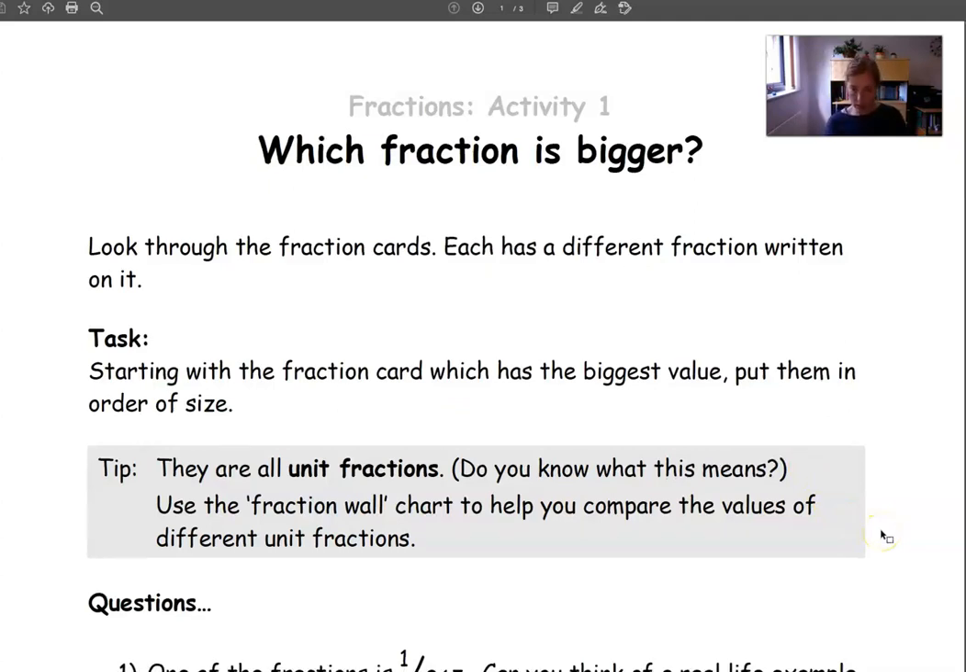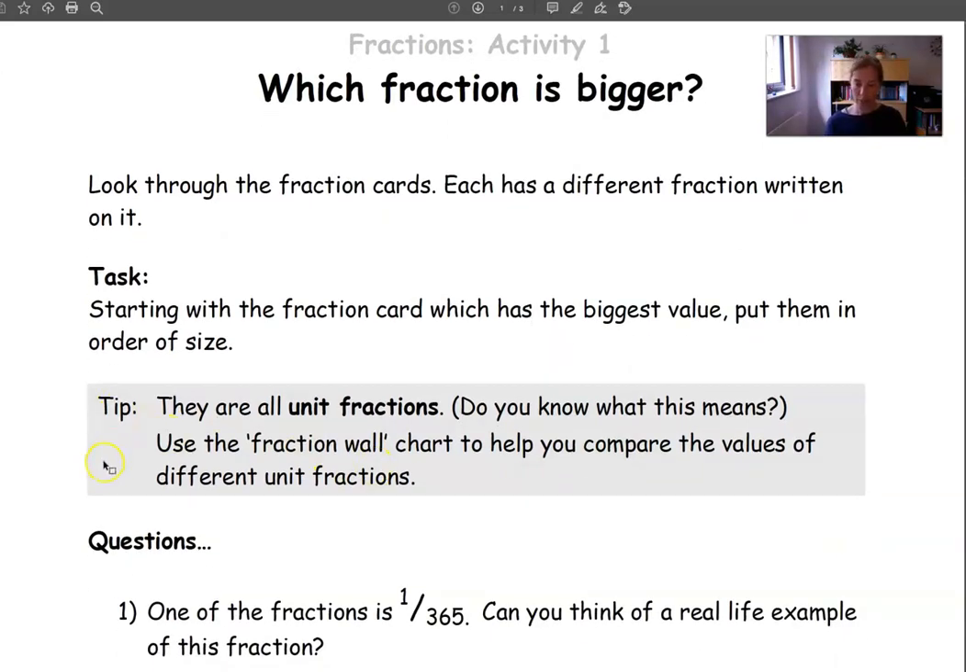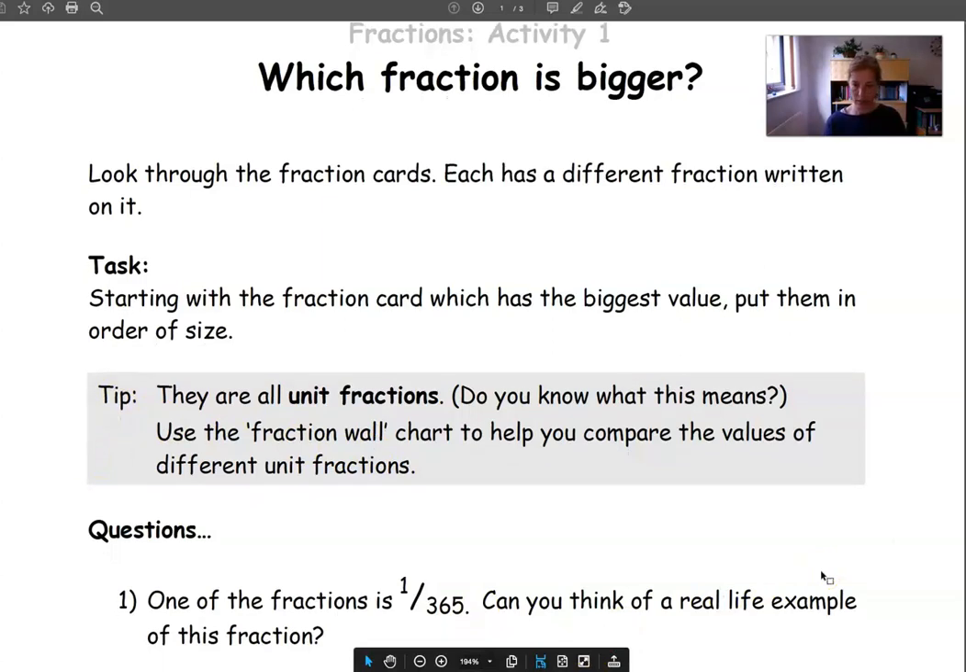So there's a task, and we're going to have a look at that in a moment. Learners have to put fractions in order of size. I quite like the fact there's a tip on the screen here, although I think we could improve on that. It's an explanation or pointing out a key term, unit fractions. It says, do you know what this means? I think it would be helpful somewhere to define the answer to that question.